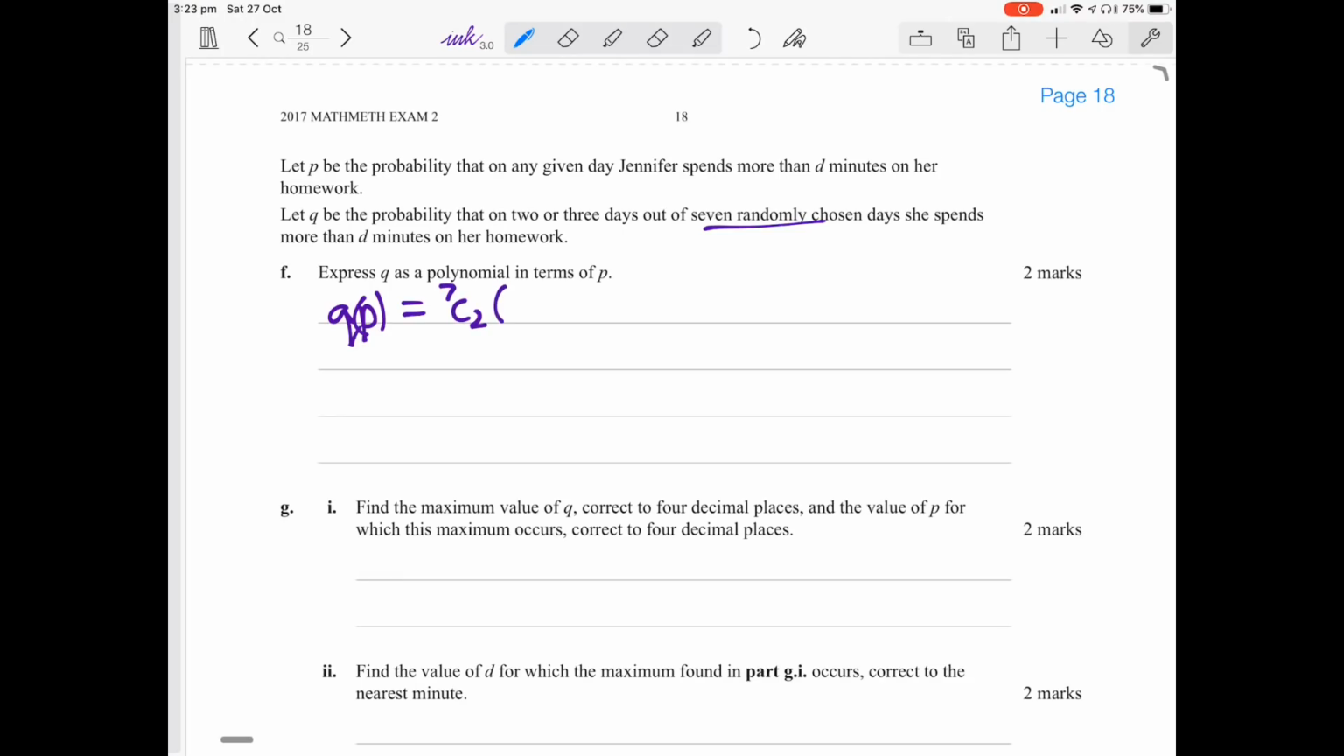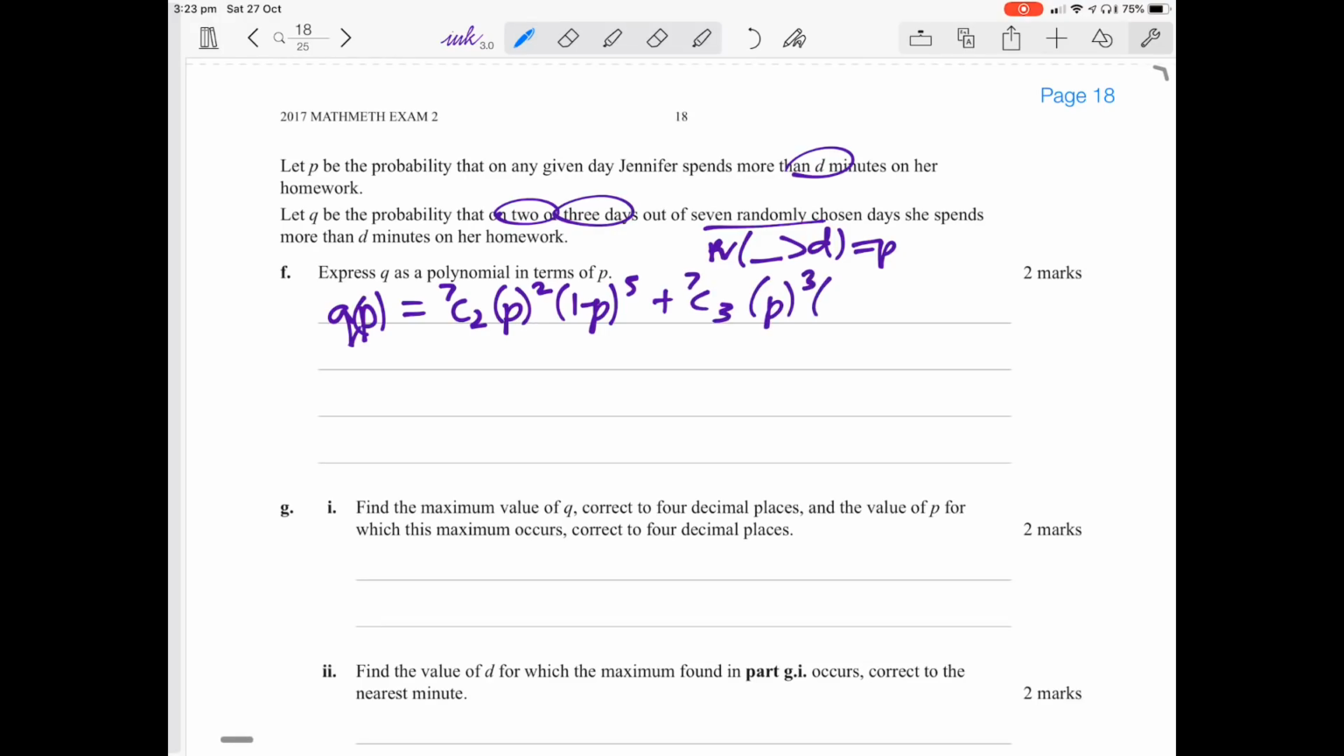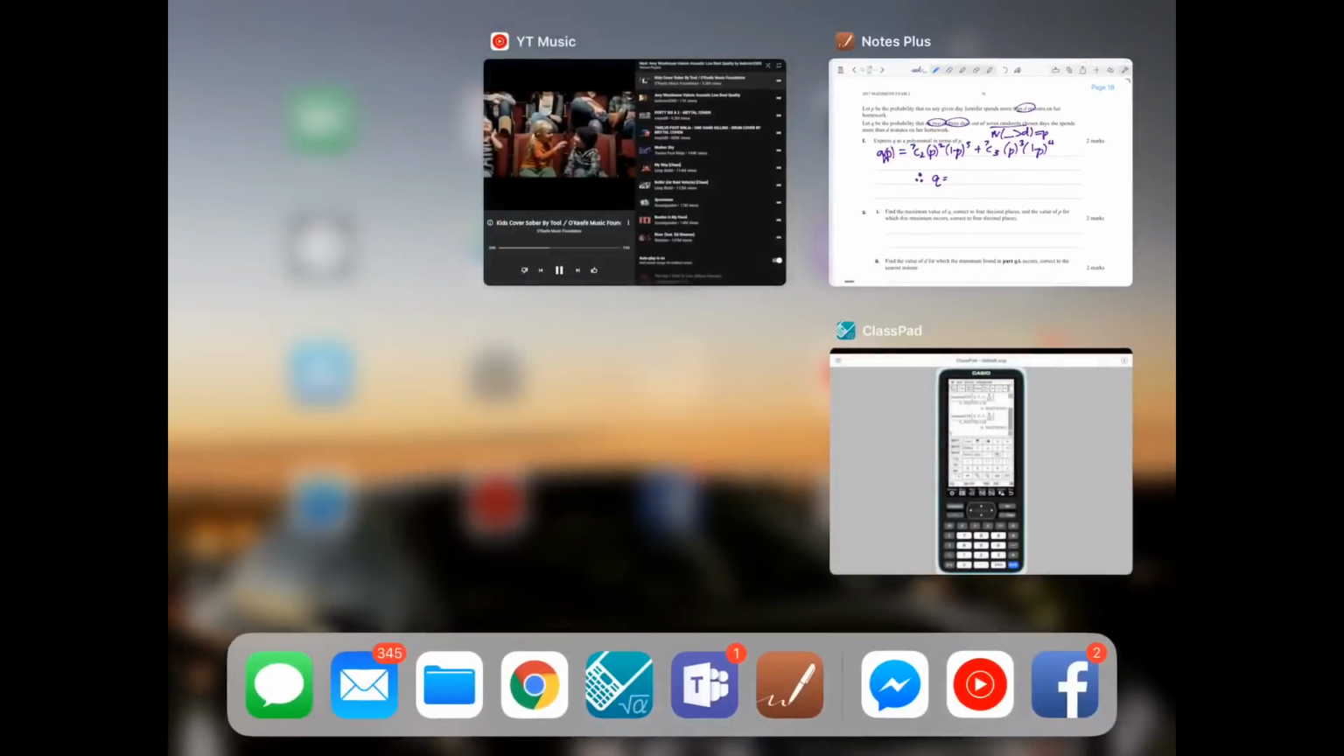P is the probability she spends more than D. So the probability that she spends greater than D minutes is equal to P. So in this case, that's P to the 2, 1 minus P to the 5, plus 2 or 3, 7C3, P to the 3, 1 minus P to the 4. So therefore, Q is equal to, okay, so let's do that.